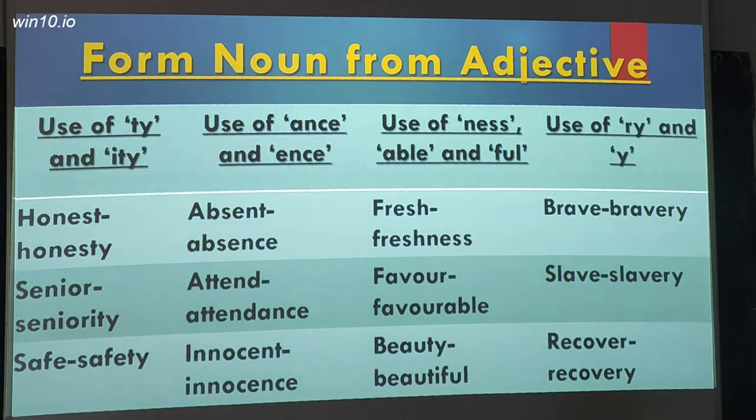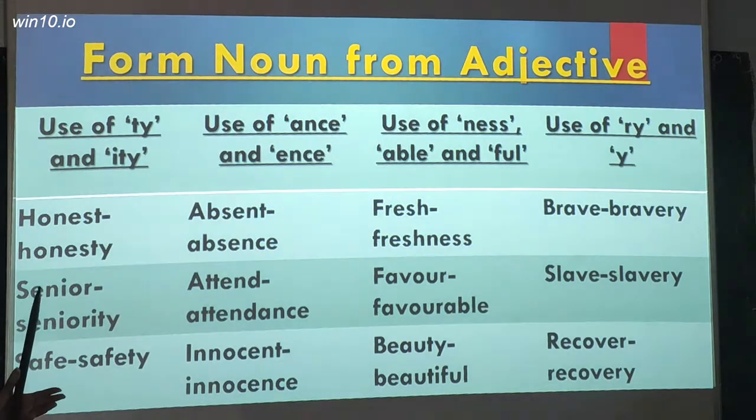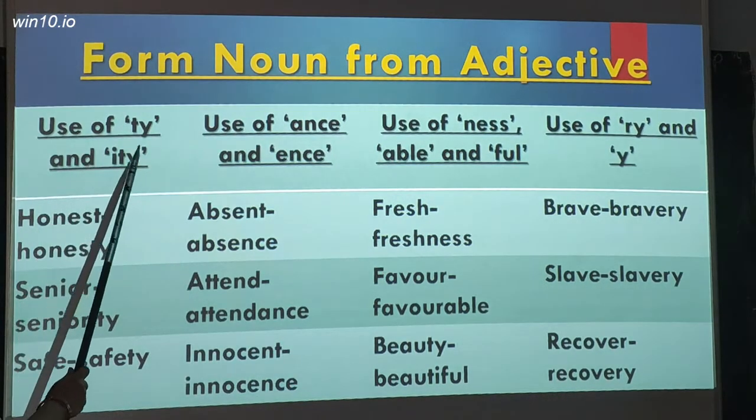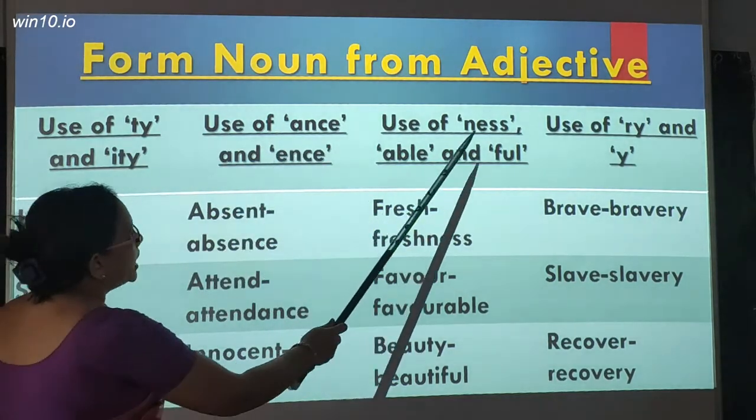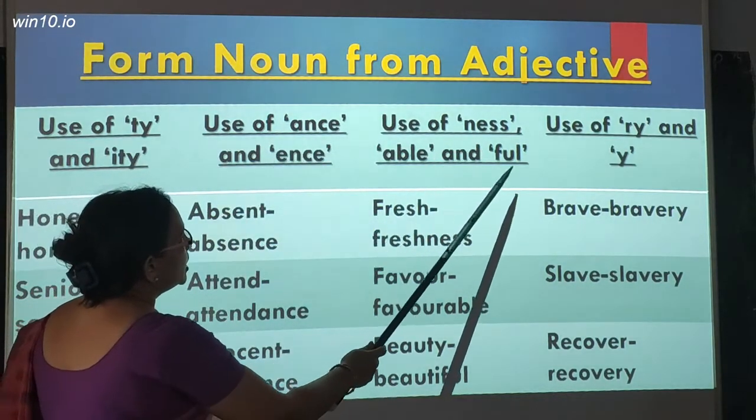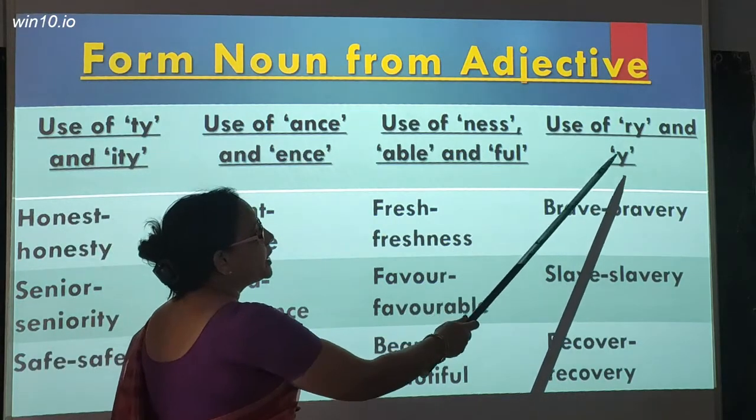Now we will make nouns from adjectives. There are some more syllables that we can add after the original word, after the primary word, and we will make nouns. And the use of ty, ity, ance, ence, ness, able, ful, ry, and so on.